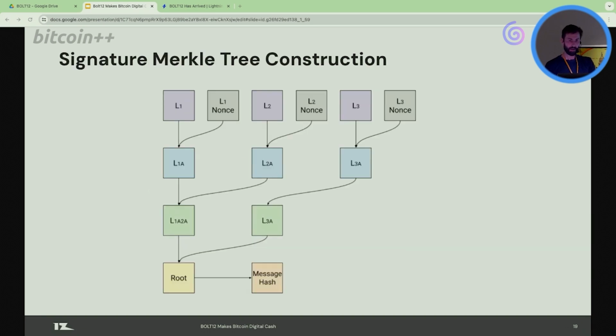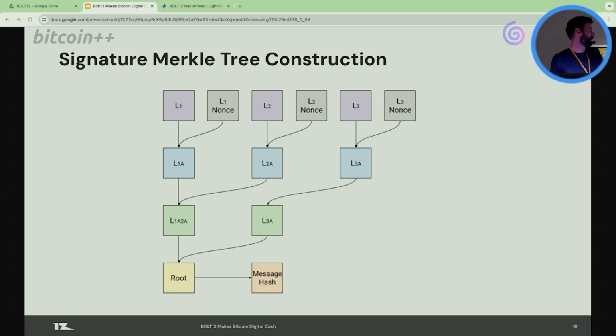So next, I want to jump into how an invoice request and an invoice is signed in BOLT12. So we have this concept of a Merkle tree in Bitcoin, and I think many people are familiar with that. In BOLT12, we are essentially constructing something to sign, a hash, and we're doing it in a particular manner for a variety of reasons. So I'm going to walk through how it's done first, and hopefully explain some of the rationale along the way.